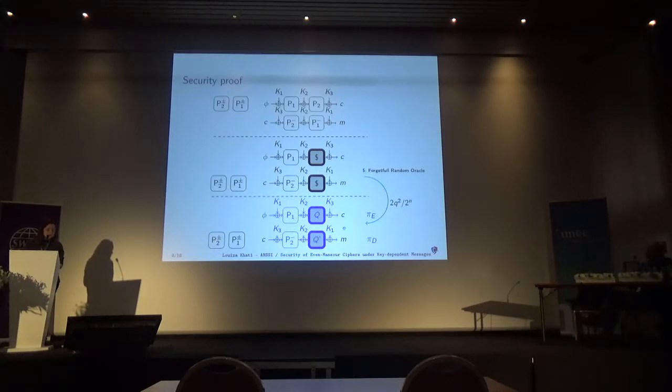small, because the only difference is that here we have functions, and here we have permutations. So the hard job is between these two worlds. What is the advantage of an adversary trying to distinguish between these two worlds?